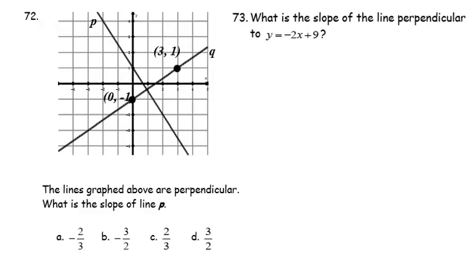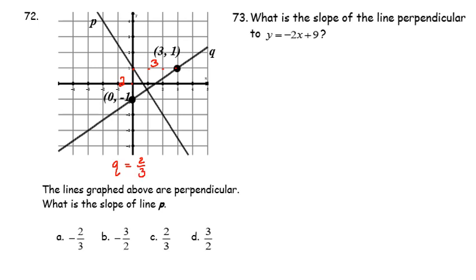Number 72, it says, the lines graphed above are perpendicular. What is the slope of line P? Well, we first need to find the slope of line Q. Whenever we do that, we see that we take the point on the left and we go up 2, 1, 2, and then over 1, 2, 3, over 3. So our slope for line Q is up 2 over 3, which is 2/3.